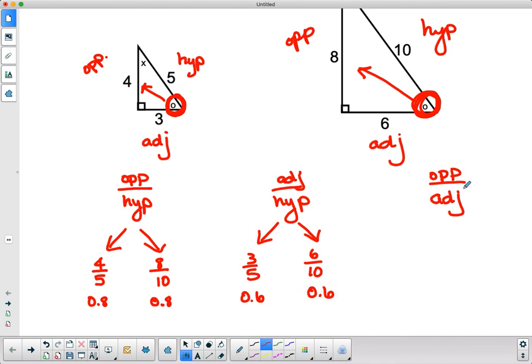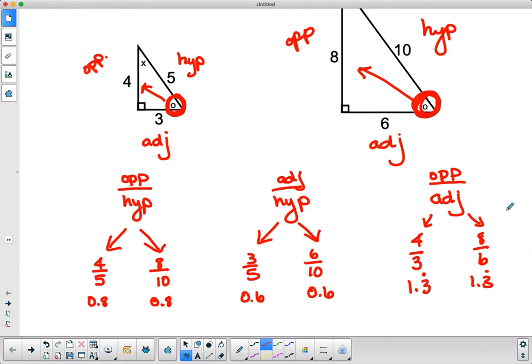And then over here, opposite over adjacent. Going from the angle O, opposite is 4, adjacent is 3, so we get 4/3, which is 1.3 repeated. And in the other triangle, we have opposite is 8, adjacent is 6. 8/6, you can see, is just the multiple of that. And if you plug it into your calculator, you'll get 1.3 as well. So it doesn't matter how big the triangle is. If it has an angle the size of this angle O in it, the opposite side and the adjacent side will always divide to 1.3, and so on and so forth.